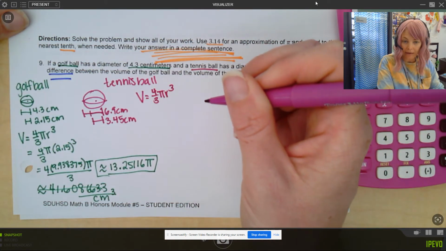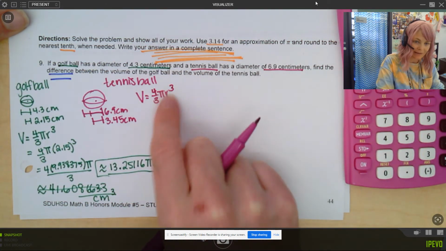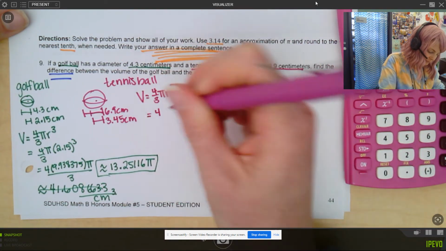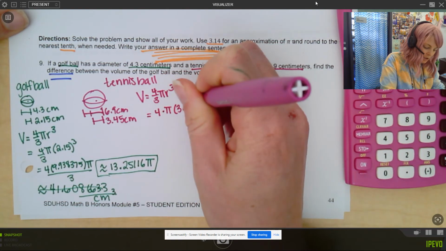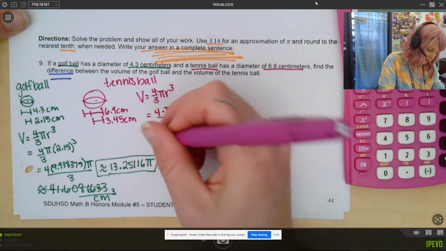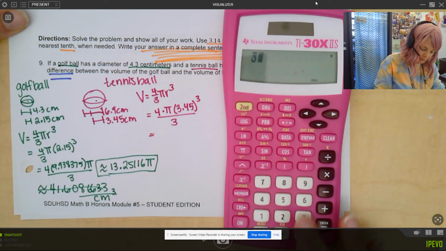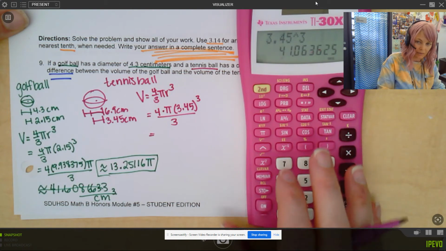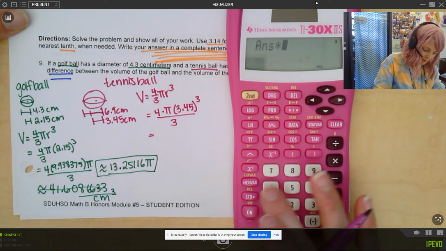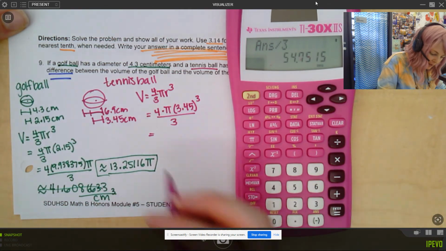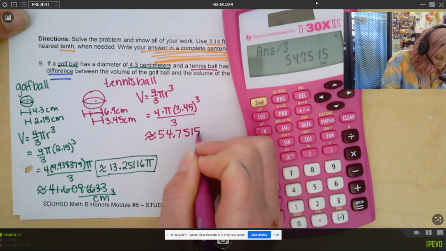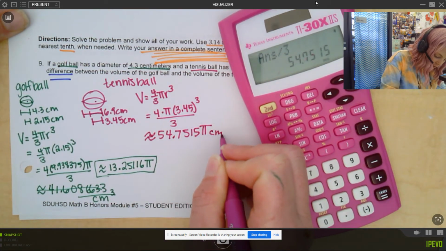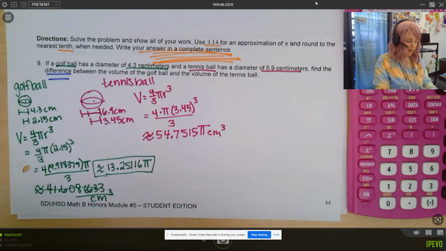Yes, write the formula again. Yes, yes, yes. We're writing the formula again because that's how we're going to learn it. So here, 4 times pi times our radius, 3.45, being cubed, not squared. Careful, careful. So grab your calculator, 3.45 to the 3rd power. We get this beautiful decimal. I'm going to multiply that by 4 and divide that by 3. So I'm going to change this to approximately 54.7515 pi cubic centimeters.